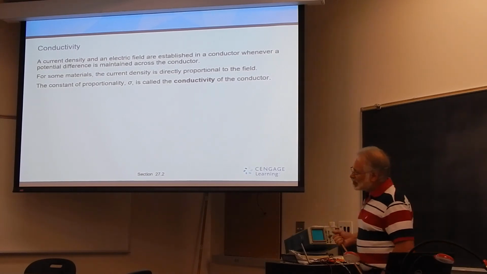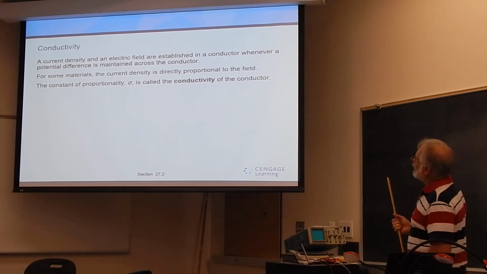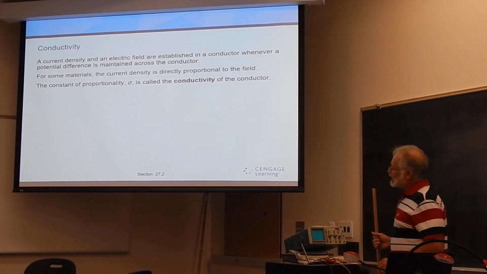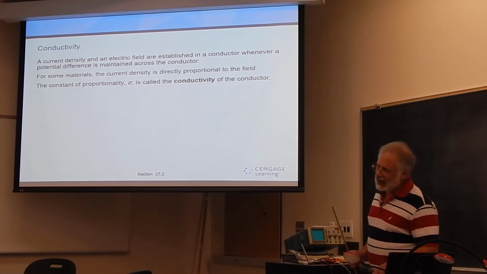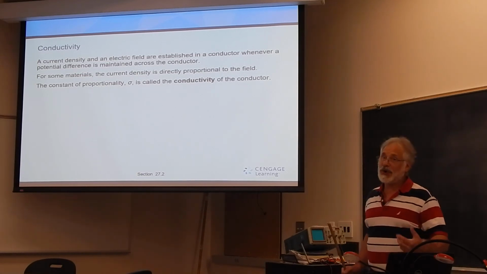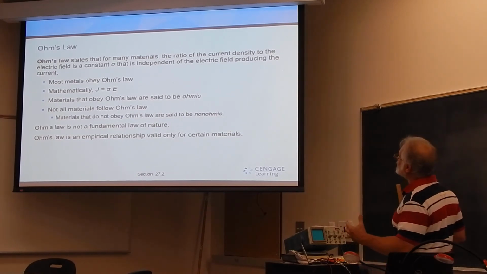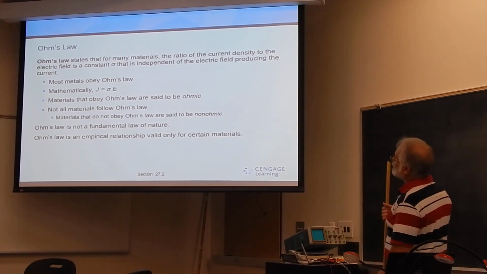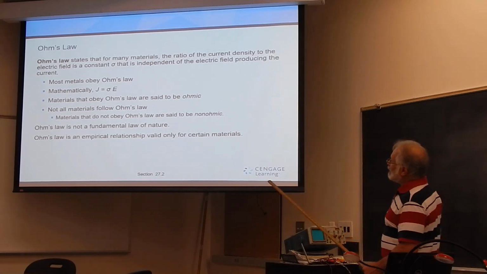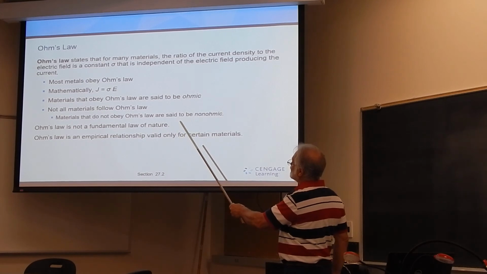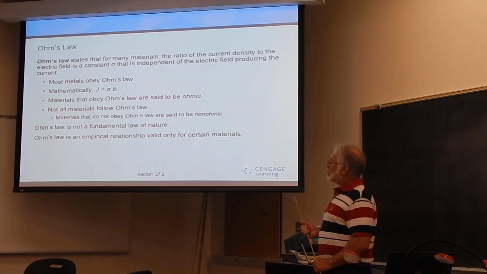We're interested to establish how good a conductor is. How well does it conduct electricity? For some materials, the current density is directly proportional to the field, and there's a constant of proportionality called the conductivity of the conductor. With that comes a roundabout definition, or what some people consider the proper definition, of Ohm's law. Ohm's law states that for many materials, particularly metals, the ratio of the current density to the electric field is constant and is independent of the field that produces the current. Mathematically it's stated as the current density is equal to the conductivity times the electric field. Materials that obey Ohm's law are called ohmic materials, and of course, not all materials are ohmic.